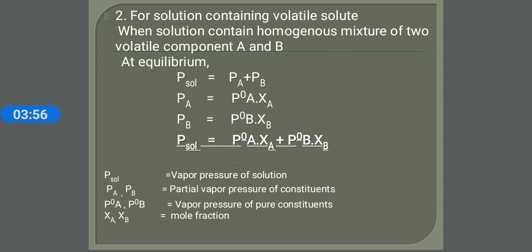For a solution containing volatile solutes, when the solution contains a homogeneous mixture of two volatile components A and B, then at equilibrium, vapor pressure of solution is equal to partial vapor pressure of A plus partial vapor pressure of B. Now we know partial vapor pressure of A is equal to vapor pressure of pure constituent A into its mole fraction, and the same for B. Therefore we get vapor pressure of solution is equal to vapor pressure of pure constituent A into its mole fraction plus vapor pressure of constituent B into its mole fraction.